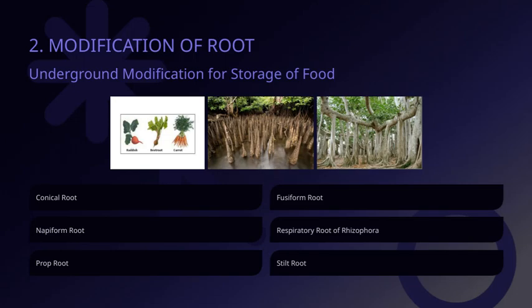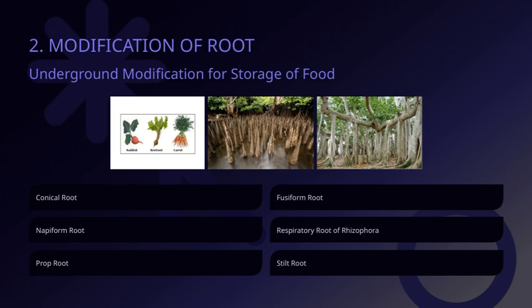Let's take a closer look at some interesting root modifications. First, we have the stilt root, which provides extra support to plants like mangroves, helping them stay upright in soft, muddy soils. Moving on, the respiratory root of rhizophora is specialized for gas exchange, allowing the plant to breathe in waterlogged environments. Next, we see the fusiform root, which is thick and spindle-shaped, often involved in storing nutrients.